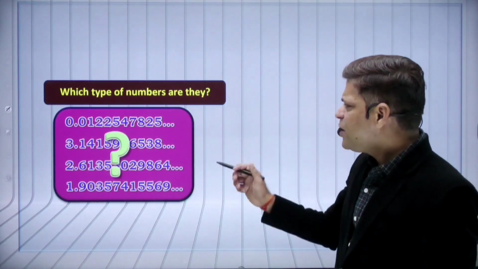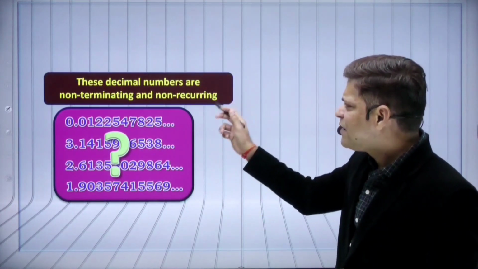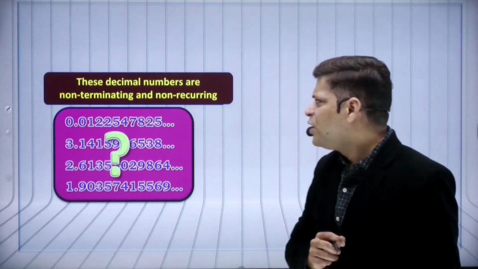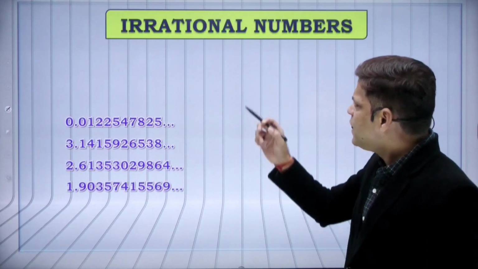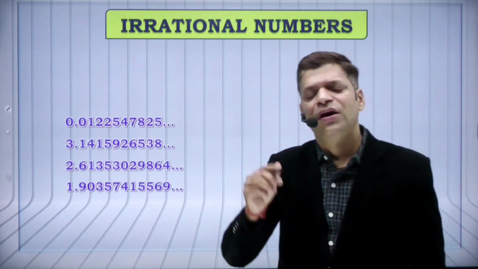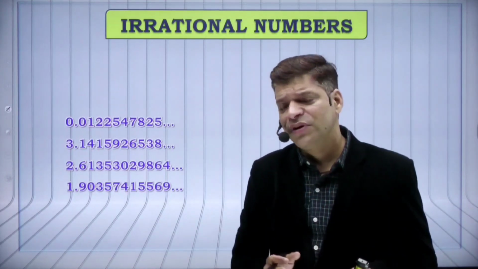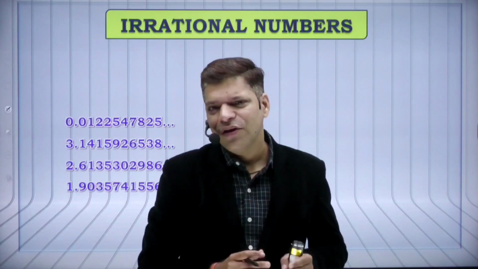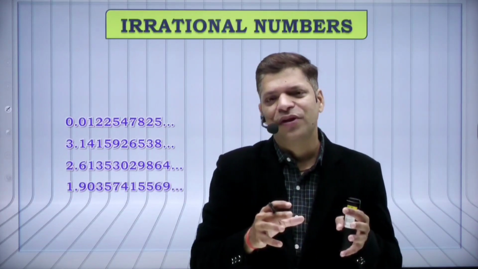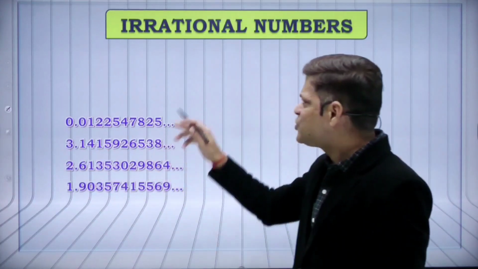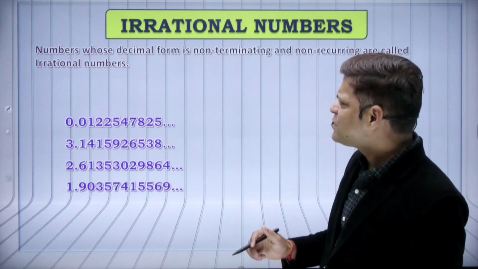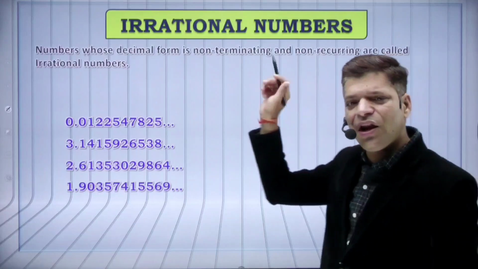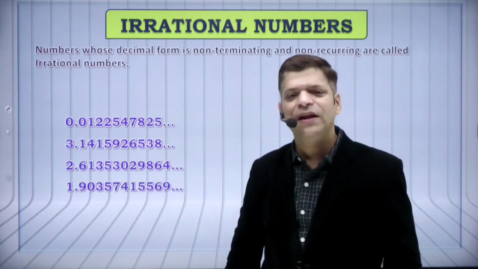Now, which type of numbers are these? We can see that these decimal numbers are non-terminating and non-recurring. These types of numbers are called irrational numbers. So the numbers which are non-terminating and non-recurring, we can put in the category of irrational numbers. What are the irrational numbers?